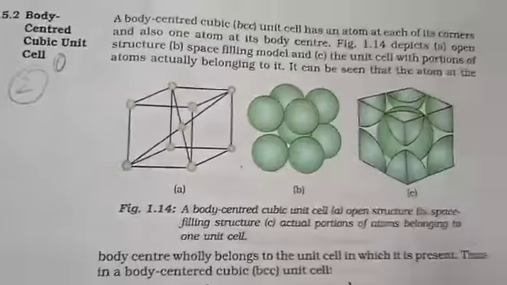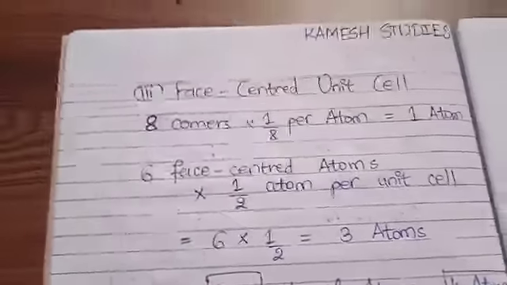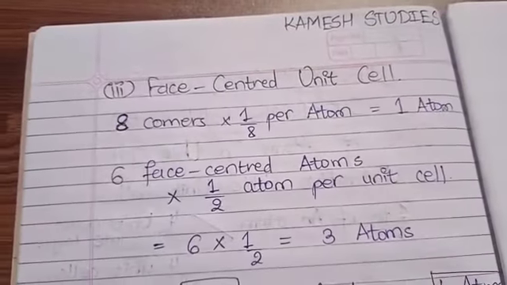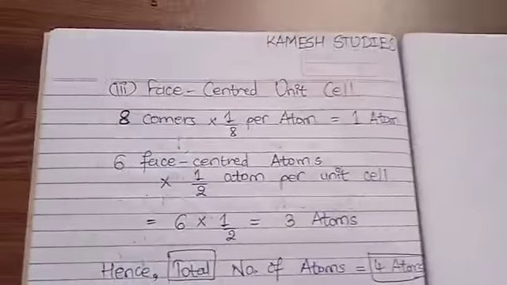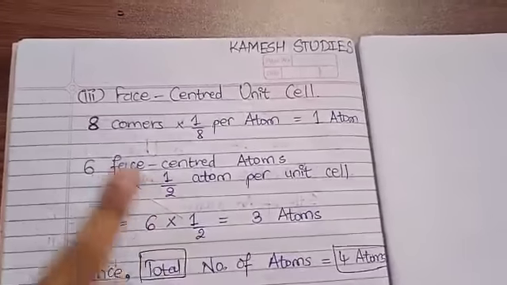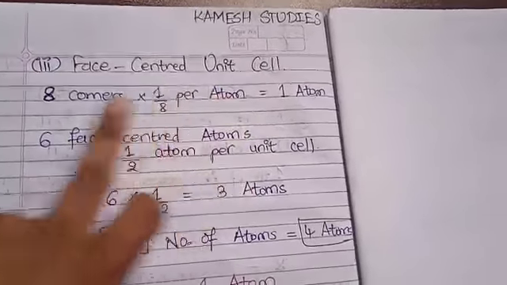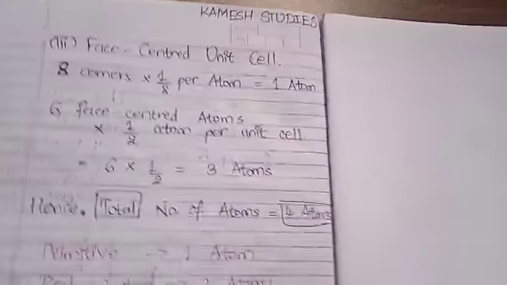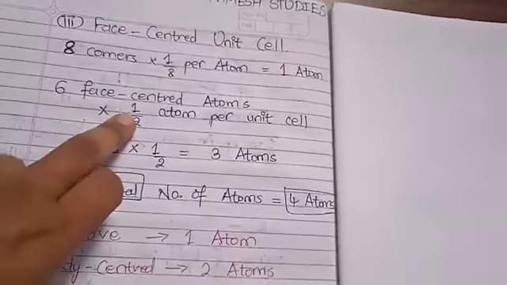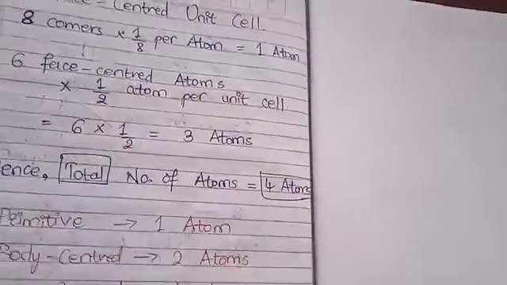So let's proceed ahead. My third is the face centered unit cell. Again, as I have said, my primitive is going to occur in each and every one. So if you see here, I am having 8 corners multiplied by 1 by 8 per corner atom. That is my one atom. Now 6 face centered atoms multiplied by 1 by 2 atom per unit cell.